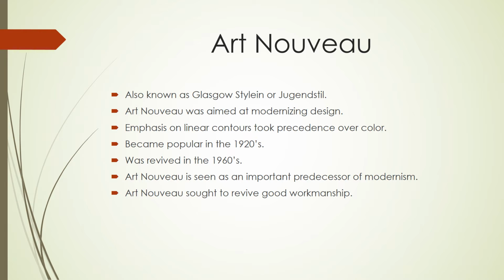Art Nouveau is also known as Glasgow styling or Jugendstil. Art Nouveau was aimed at modernizing design. It has an emphasis on linear contours, which took precedence over color. It became popular in the 1920s, and then it was revived during the 1960s. Art Nouveau is seen as an important predecessor of modernism. Art Nouveau sought to revive good workmanship.